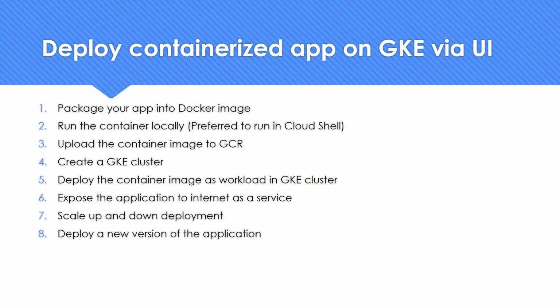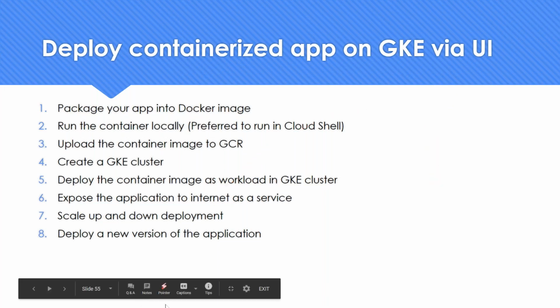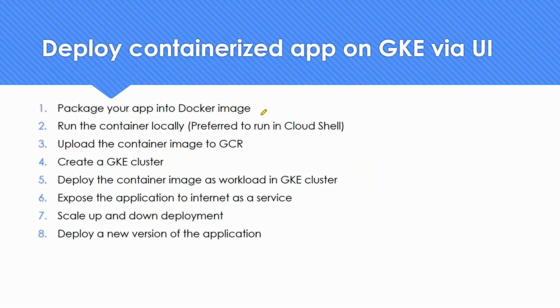For this, the steps which we should do are: package your app into a Docker image. Done, we already did it yesterday. Run the container locally and test whether it is running fine. Done. Push the container to GCR. Already done. Awesome. Out of 8, we have already done 3. The next part is to create a Kubernetes cluster, a GKE cluster, then do the remaining stuff. So we have not done this part.